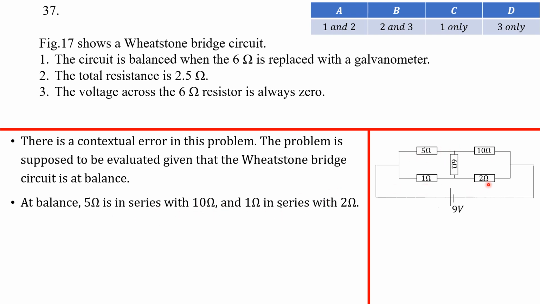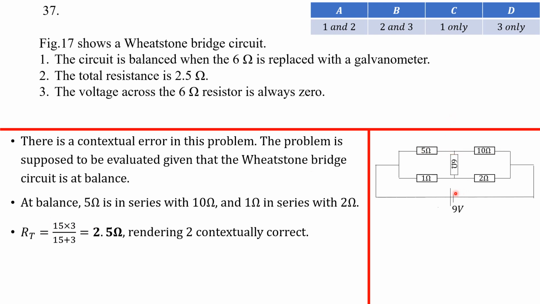And then this 1 ohm and 2 ohm are also in series, because again, notice that no current gets into this junction. So all the current that gets into this 1 ohm resistor is the same current that goes into this 2 ohm resistor. So they're in series, right? The total resistance is simply adding these two, which are in series: 5 plus 10 gives us 15. Add these two, 1 plus 2 gives us 3. Now these series combinations are in parallel with each other, so the net effective resistance is 15 times 3 over 15 plus 3, which is 2.5 ohm.